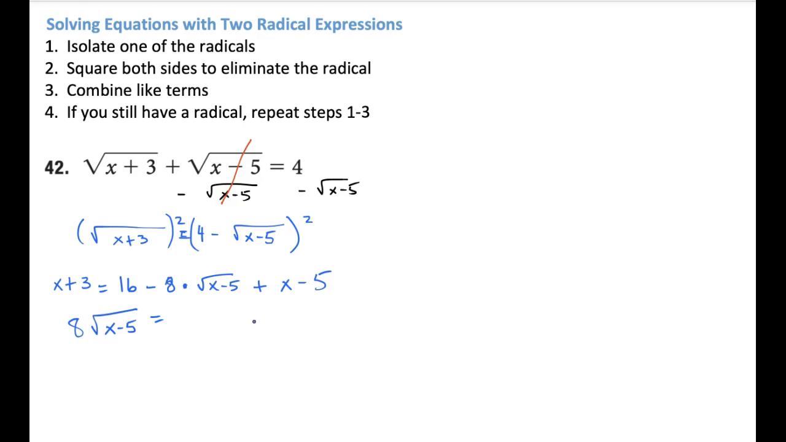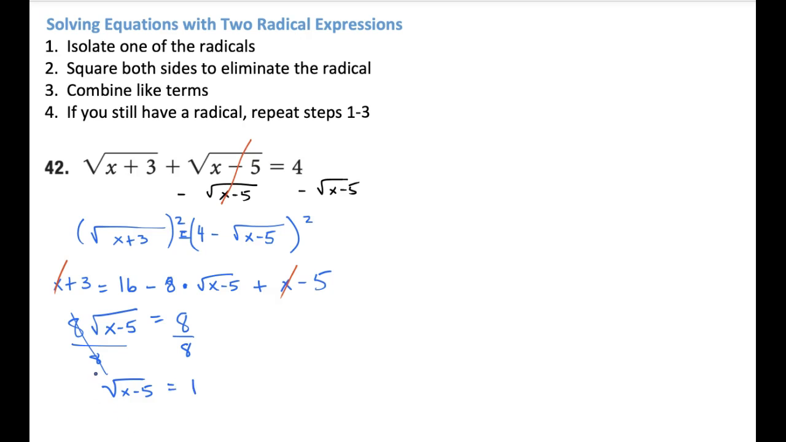And then if you combine all the other terms, you're going to see that this x subtracts out right here. And then you combine the constant terms, and you get 6 minus 5, and then bring this 3 over to the other side. So that's minus 3. You're going to get 8. So divide both sides by 8, and the 8 goes away, and that gives you 1. So we end up with the square root of x minus 5 equals 1.